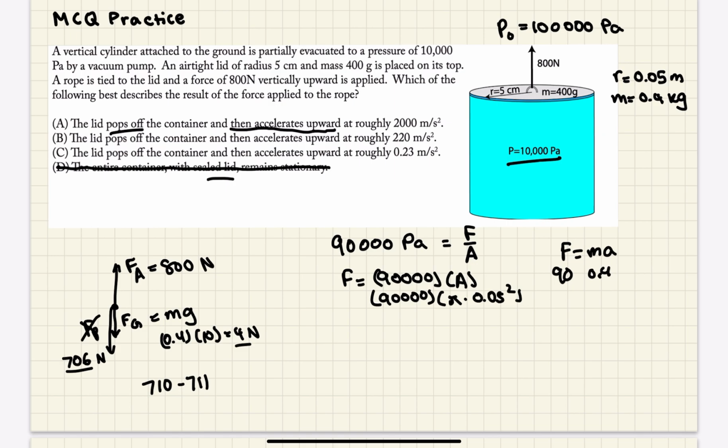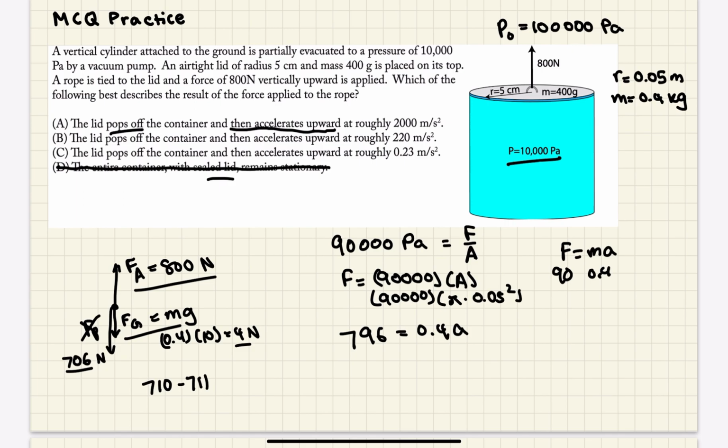There's no more pressure difference. The instant it pops off, it automatically turns to atmospheric pressure because it is in contact with the atmosphere now. There's no more pressure difference. And so the only net force is the applied force and the gravitational force, and so 796 newtons. And that's equal to mass times acceleration. So always be careful of how your free body diagram changes over time.